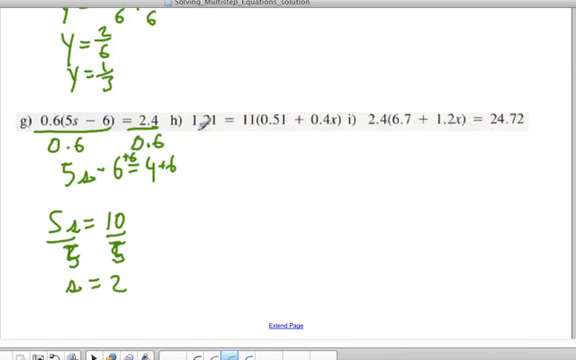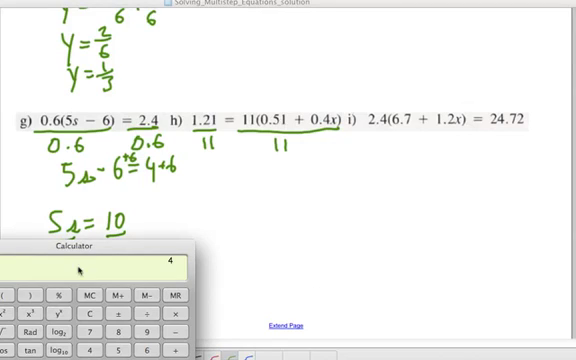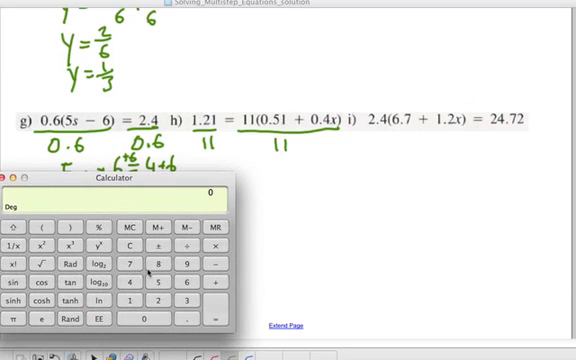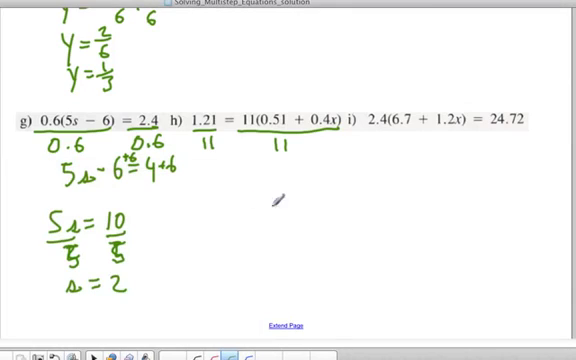Now here, 11 squared is 121, so I'm going to divide both sides by 11 because I know that it's going to divide through to give us not a whole number, but a decimal that we can work with easily. So 1.21 divided by 11 is 0.11. And again, 11 squared is 121, so you should see the pattern there. So when I divide this, I'm going to end up with 0.51 plus 0.4x is equal to 0.11.